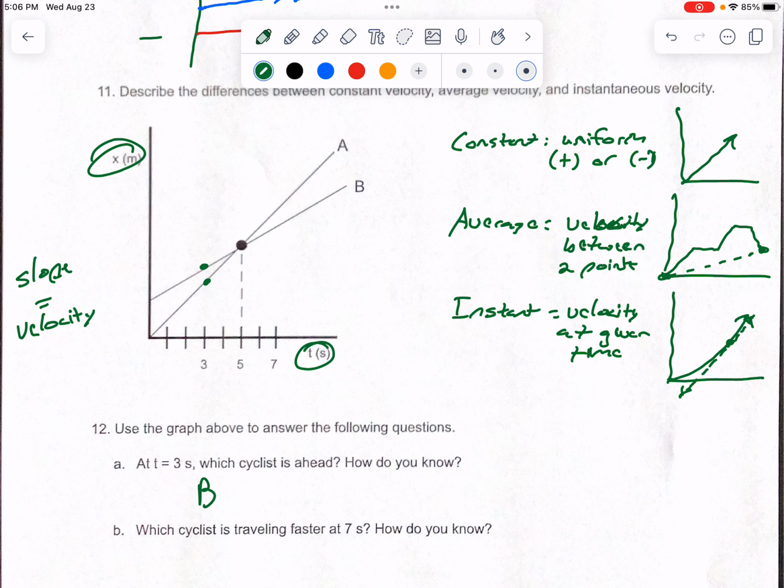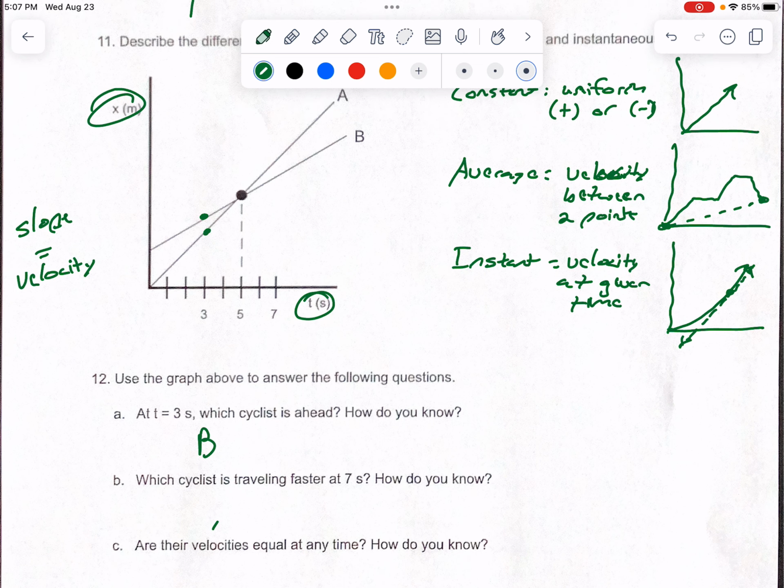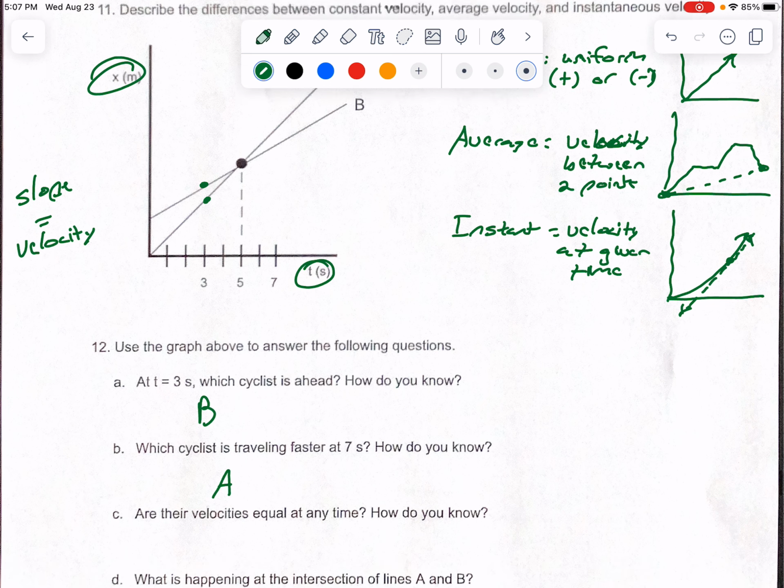Just be careful when you're reading these graphs. It's real easy to flip-flop those A's and B's. You totally get it, and then your eyes play a trick on you, and all of a sudden you think A is on top and B is on bottom. Which cyclist is traveling faster at 7 seconds? That's what we're looking for: slope. We want to know who is steeper. That is going to be A. So no matter what time it is, whether it's 7 seconds, 3 seconds, or 5 seconds, A is always going to have the faster velocity because it's a steeper slope. They'll never have the same velocity unless their slopes are the same.